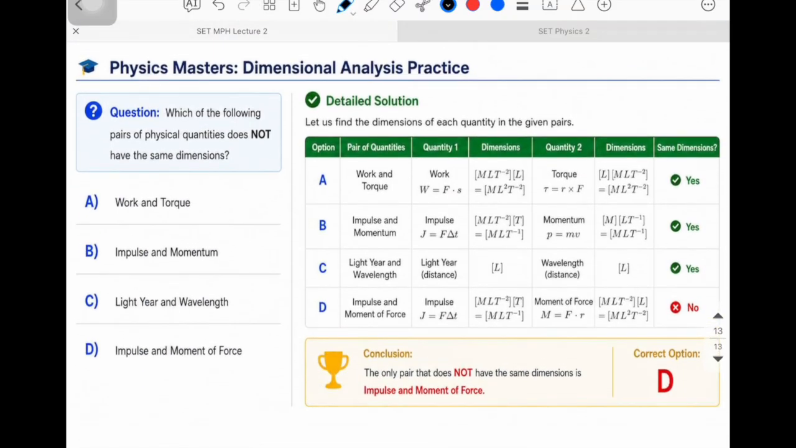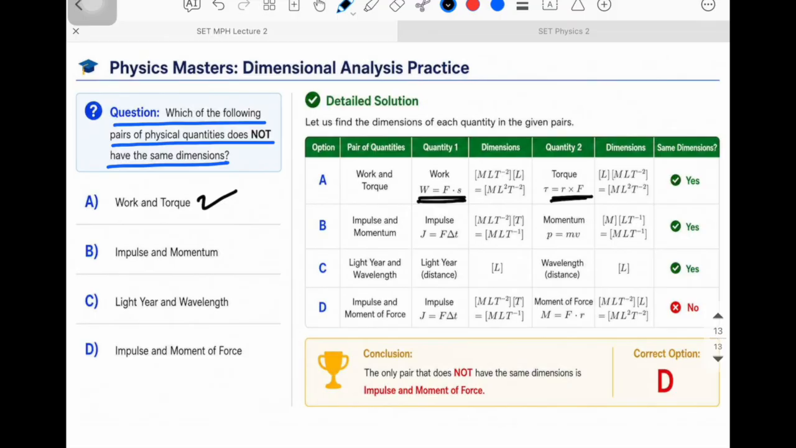Another question, look, another model question. Which of the following pairs of physical quantities does not have the same dimension? We have to check which quantities do not have the same dimension. There are multiple quantities which have the same dimension. For example, let us check the dimension of work and torque first. We know that work is equal to force into displacement, F dot S, and torque is R cross F, that is also force into displacement.